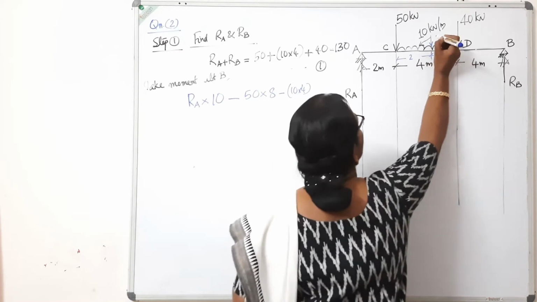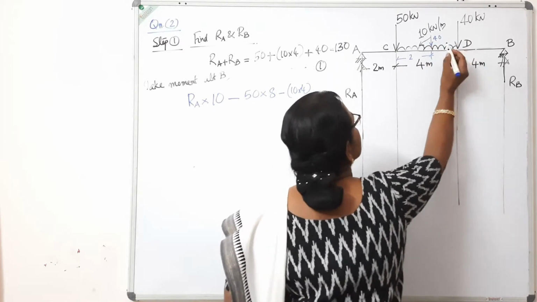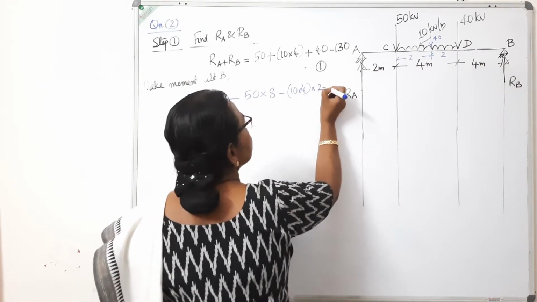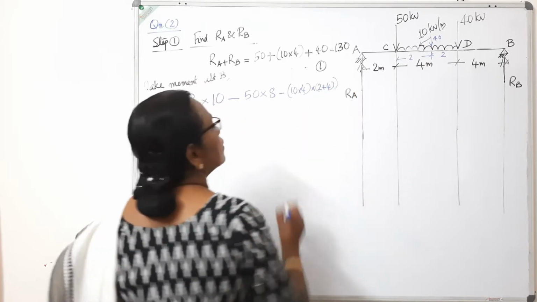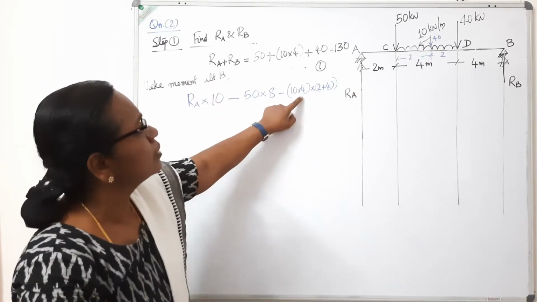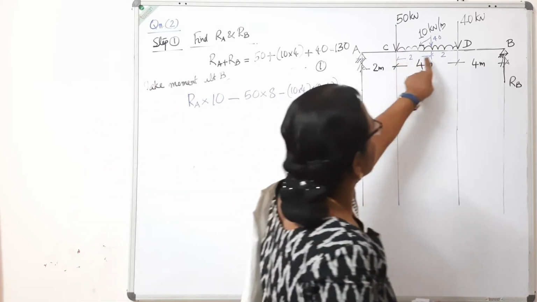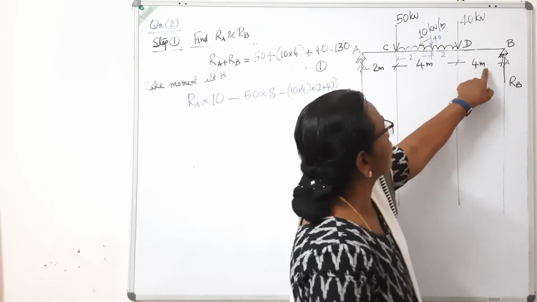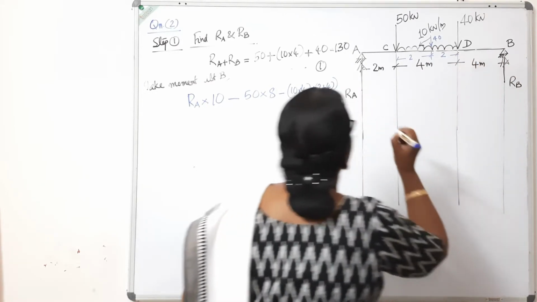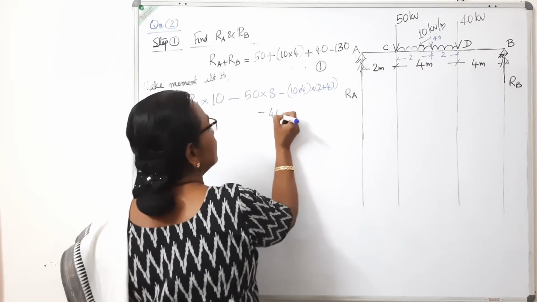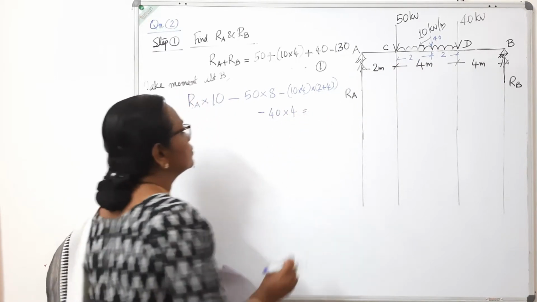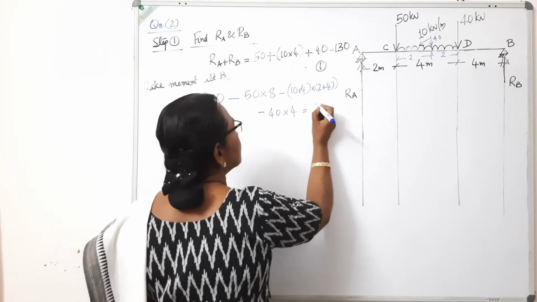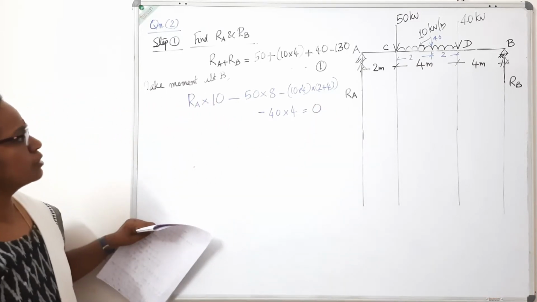So this total load of 40, this distance is 2, this distance is 4. It is 2 plus 4. The load 10 into 4, 40 kilonewton, acting at 2 meter from here. So from here to here the distance, this is 2 and therefore 2 plus 4 is 6. Then the 40 kilonewton load acting at 4. So that is a total reaction. RA into 10 minus 50 into 8 minus 10 into 4, that is equal to 0. Taking moment about B and equate it to 0.